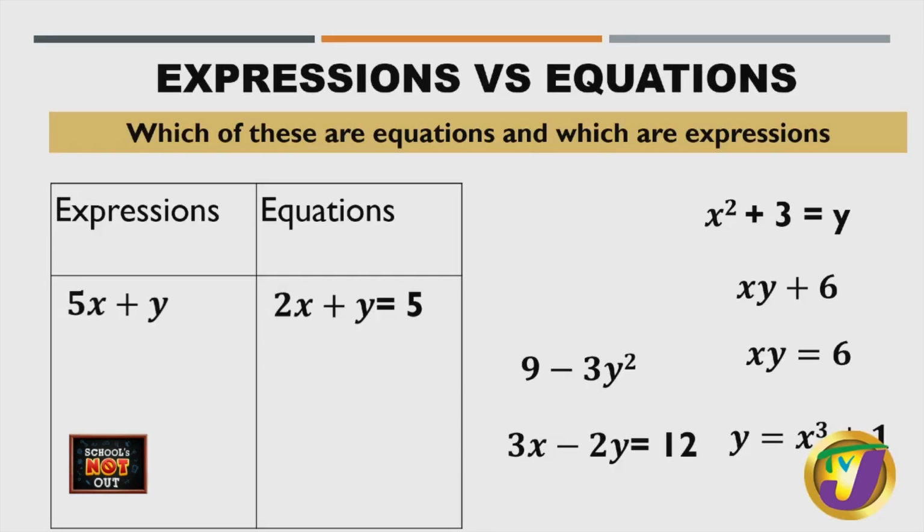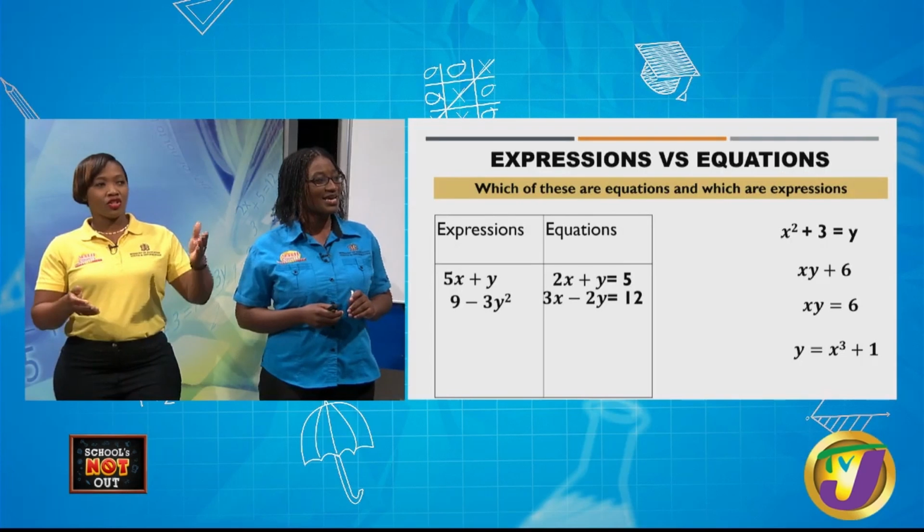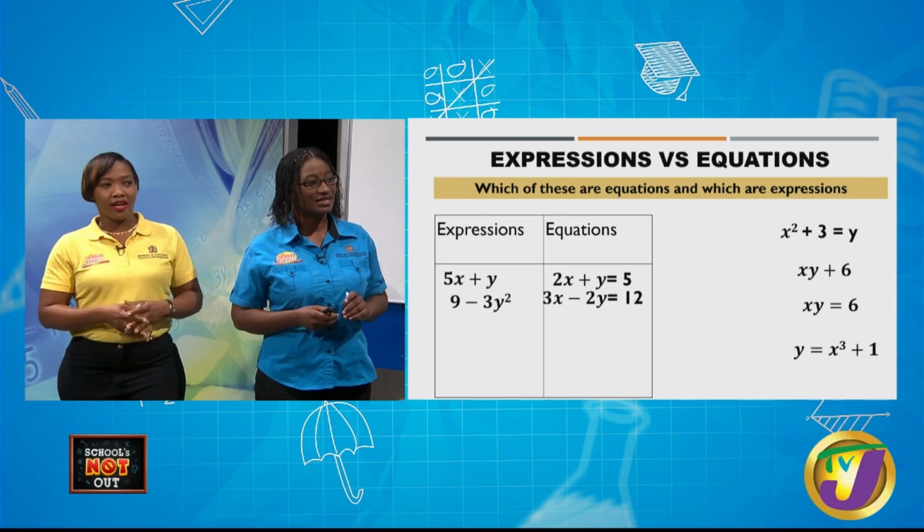9 minus 3y squared. That's an expression. How about 3x minus 2y equal 12? Expression? Equation? What do you know? It's an equation. You know, Tamika, I'm seeing a pattern here. I think they've seen it. So let's just see if they got it all correct.